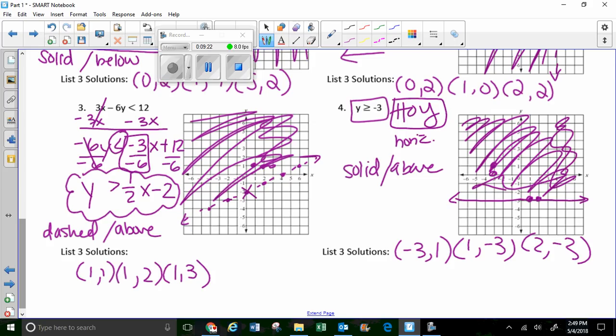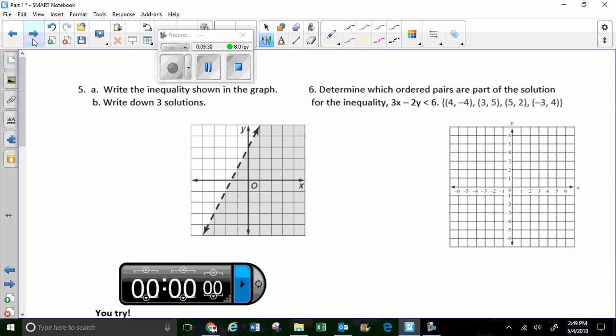So feel free to pause if you need help with anything. But if not, let's continue ahead and we're going to flip over and look at some other types of problems. So if you look at number 5, part A says to write the inequality shown in the graph. And then we're going to write down 3 solutions. So let's start with y.